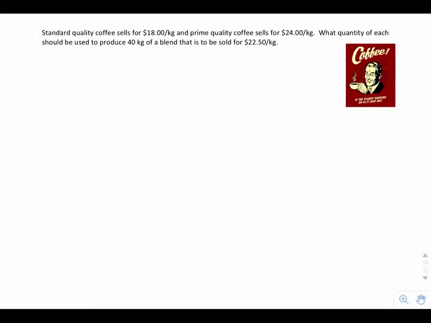In this problem, we are looking for a mixture, a blend of coffee, 40 kilograms to be exact, that will sell for $22.50. So here's the information I'm given. I know that standard quality coffee sells for $18 a kilo, and prime quality coffee sells for $24 a kilo. I want to combine these two together, so a little bit of standard, a little bit of prime, I don't know how much, in such a way that I can make 40 kilos and that the cost of this blend is going to be $22.50 per kilo.